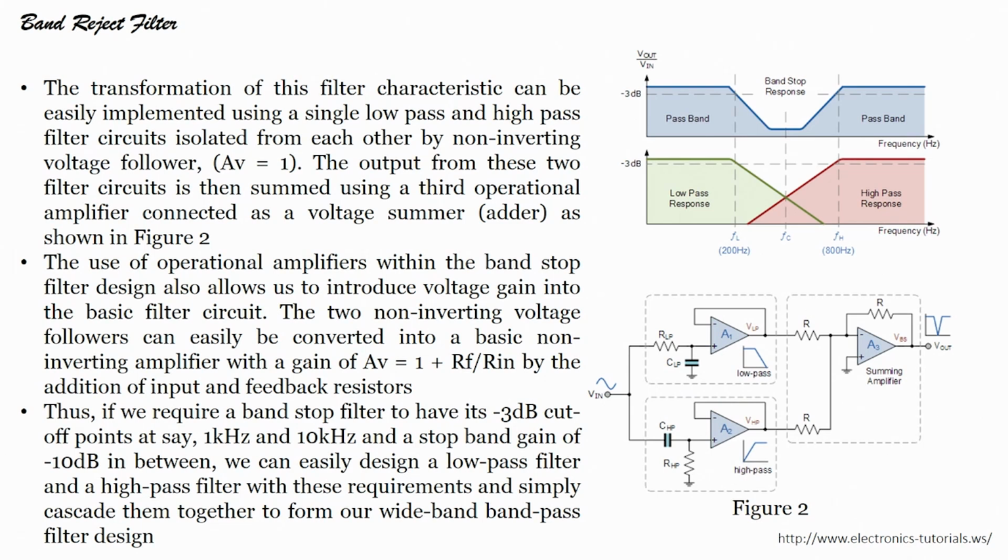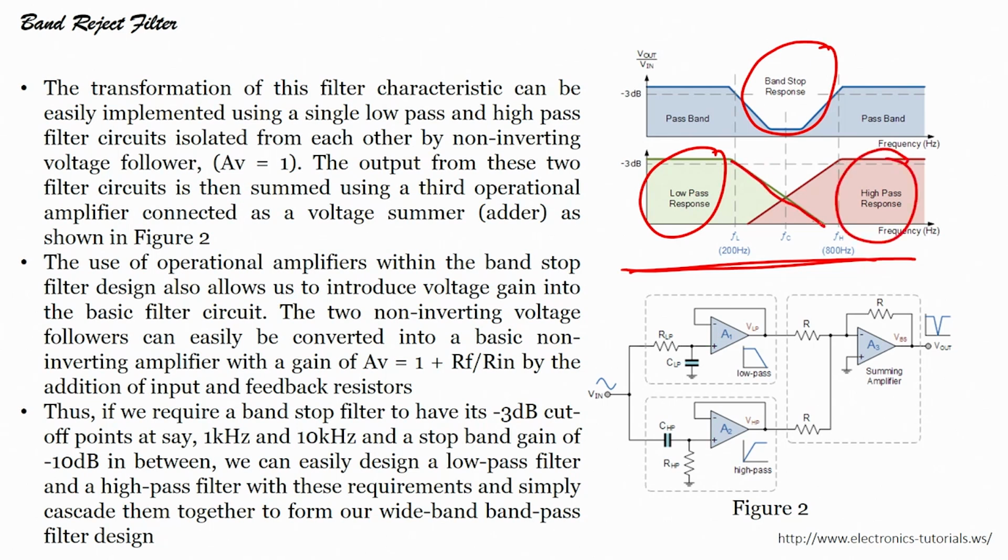Now let us see further. The transformation of this filter characteristic can be easily implemented, as you can see here. So you see the band pass, band stop response, low pass response, high pass response, and here this is the center frequency. This will be the band which is rejected. So, if I want to draw this, I can draw this very easily.